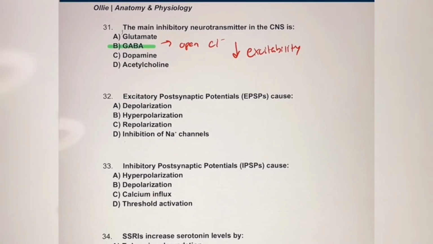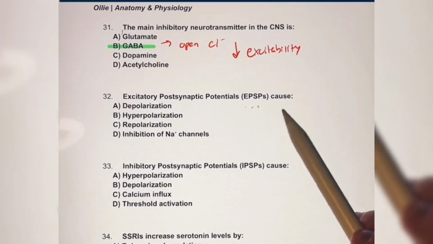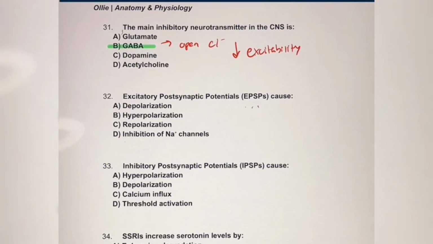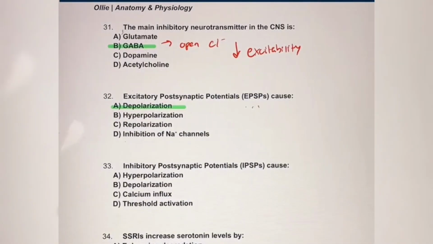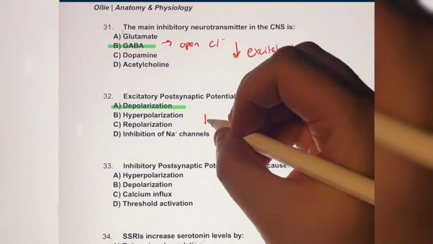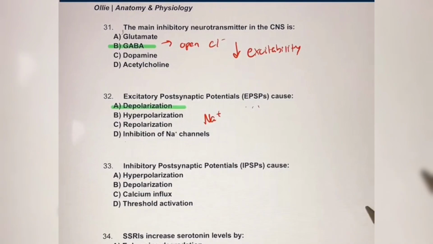Number 32, the excitatory postsynaptic potentials, or EPSPs, cause what? A, B, C, or D? It is A. It is depolarization. If we're exciting something, right? They are a temporary depolarization of the postsynaptic membrane. Again, our sodium influx moves the membrane potential toward its threshold.